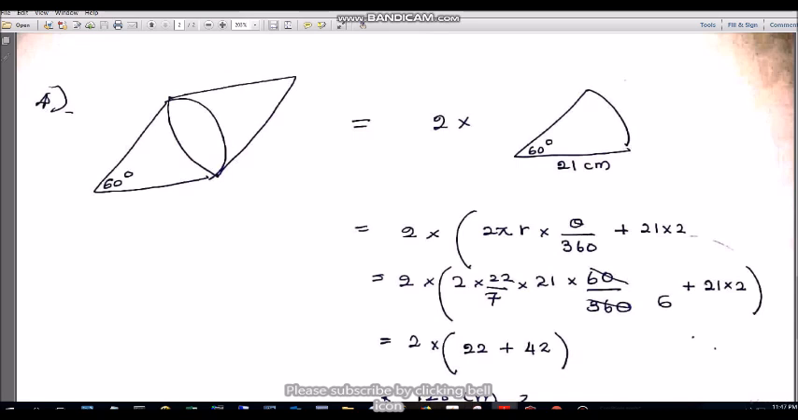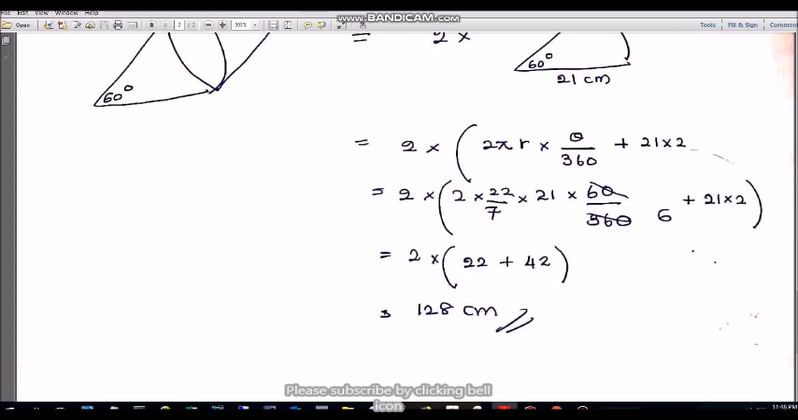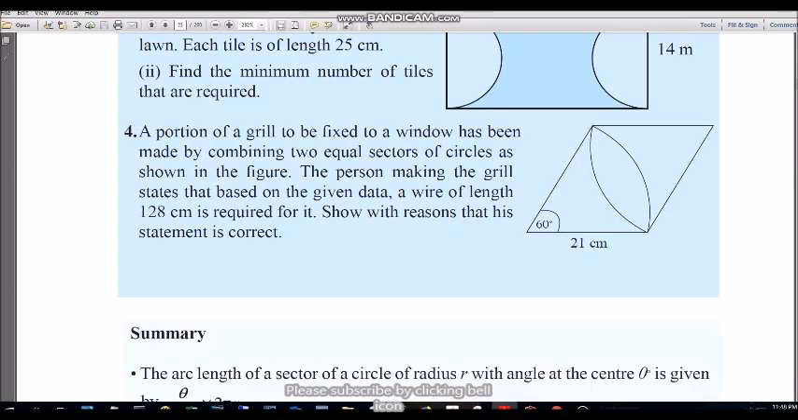and then multiply it by 2. So for this part we have 2 pi r, the theta value is 60 degrees, so 60 over 360, and we have to add these 2 radii. So by calculation we can show that the perimeter is 128.